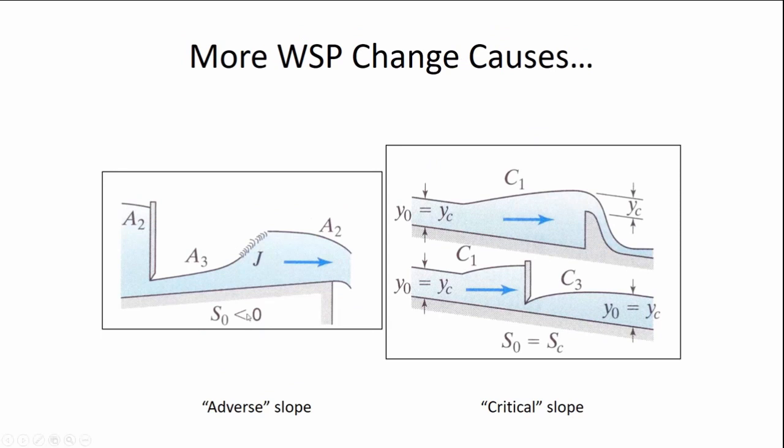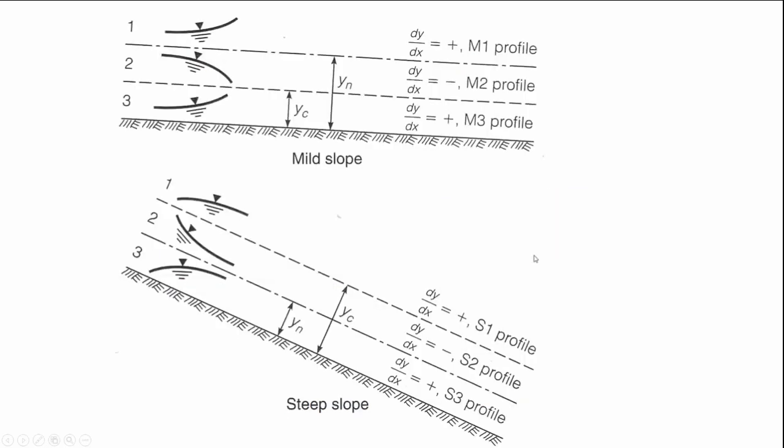Here are some hypothetical situations that could cause an A2 and an A3 slope, or if the slope itself is critical, what could cause a C1 and a C3. This is just another book's way of showing it, and I like this because in the same diagram, it shows you dy/dx is positive. So you can use this to help you analyze whether it's an M1, an M2, or an M3.